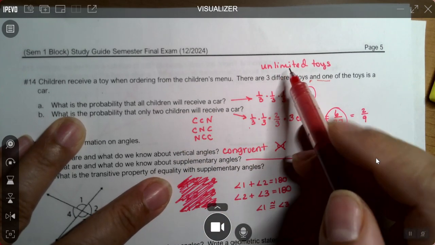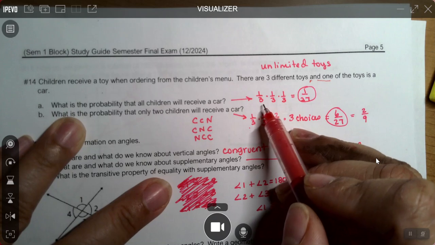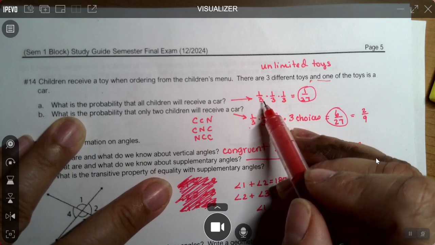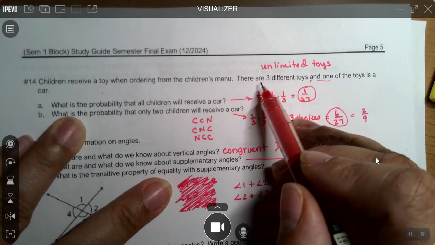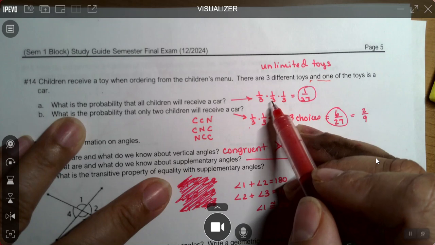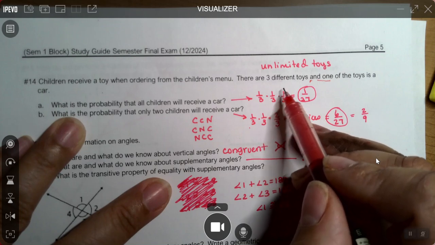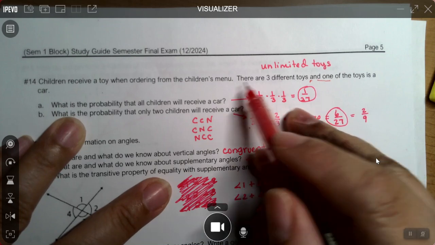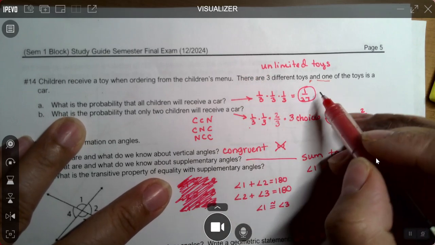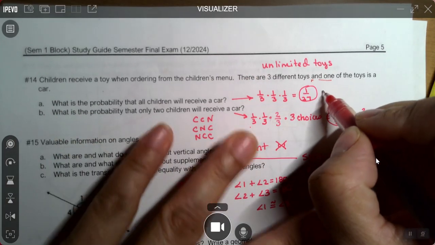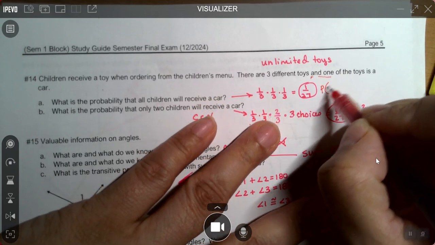Well, since the toys aren't going to run out, the first child is 1 out of 3. I guess there's 3 toys. One is a car. The second child, 1 over 3. Third child, 1 over 3. So they're independent events. So all we have to do is multiply them. So this is the probability that all of them will get a car.